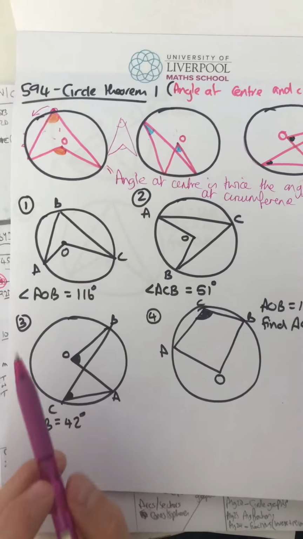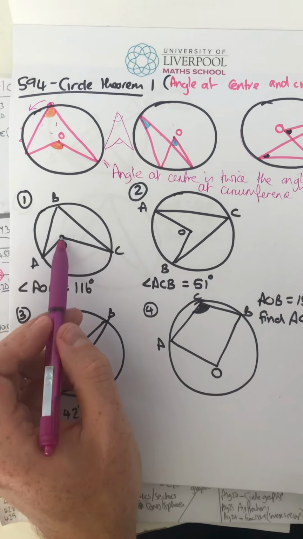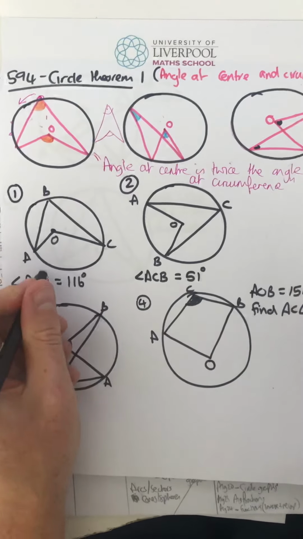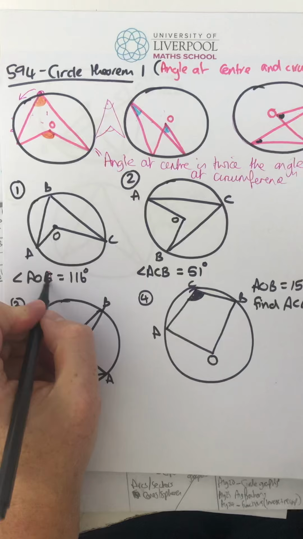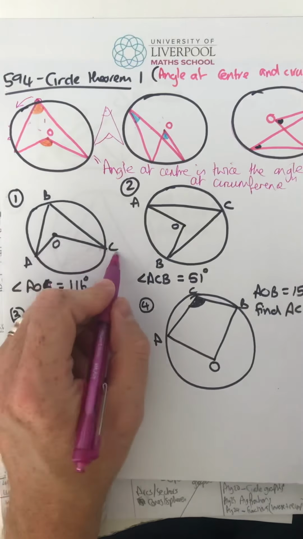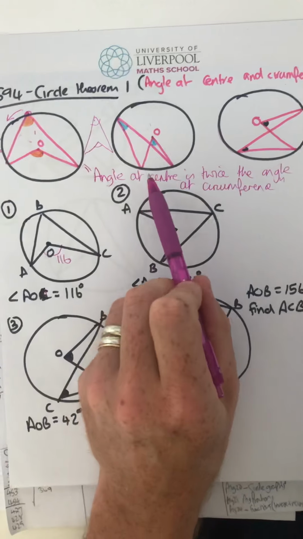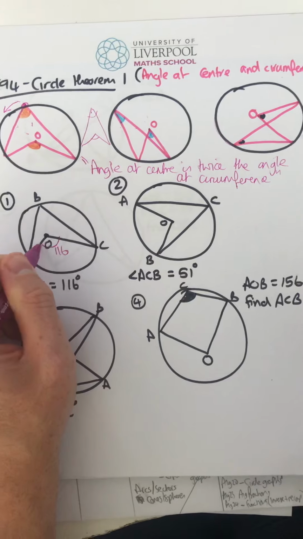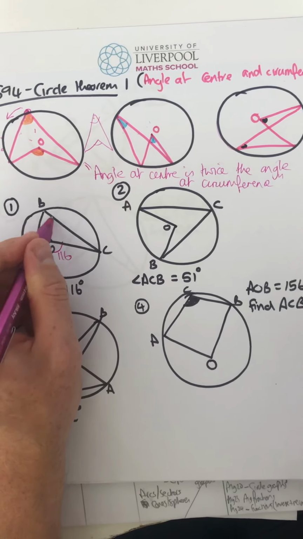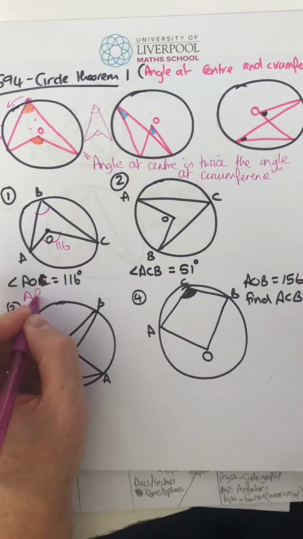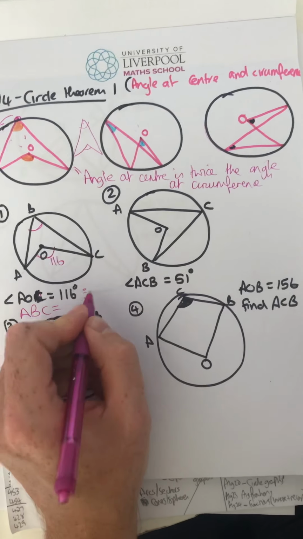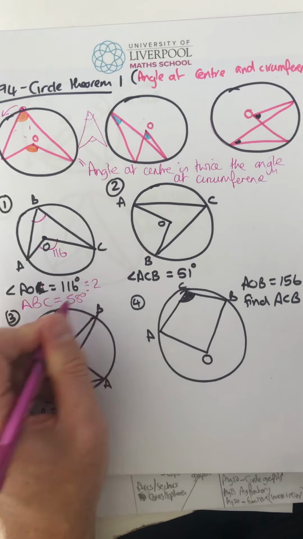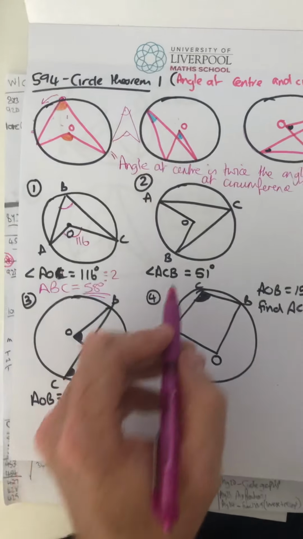So, number one, example, AOB. That should be AOC. So if we said AOC was 116, so that means AOC, this one is 116. Using that rule, angle at the centre is twice the angle at circumference. This is 116, that's the angle at the centre. That's twice the angle at circumference there. So you want to find out what ABC is. Well, it'll just be 116 divided by 2. So it's 58 degrees. Okay, simple as that.